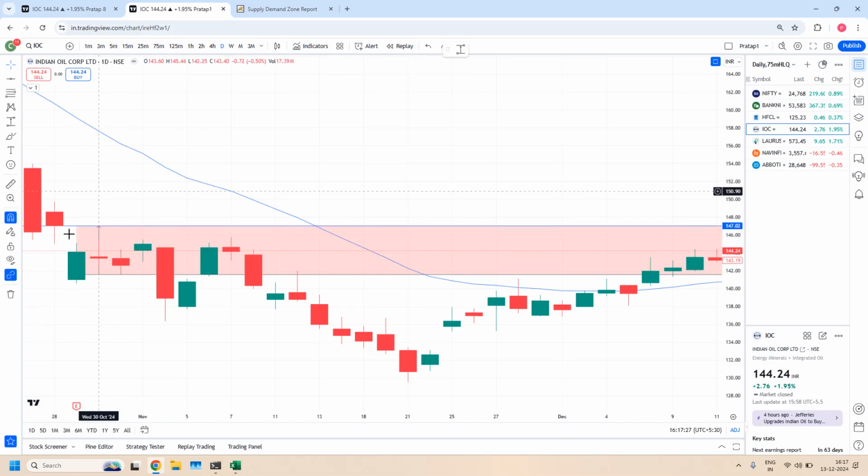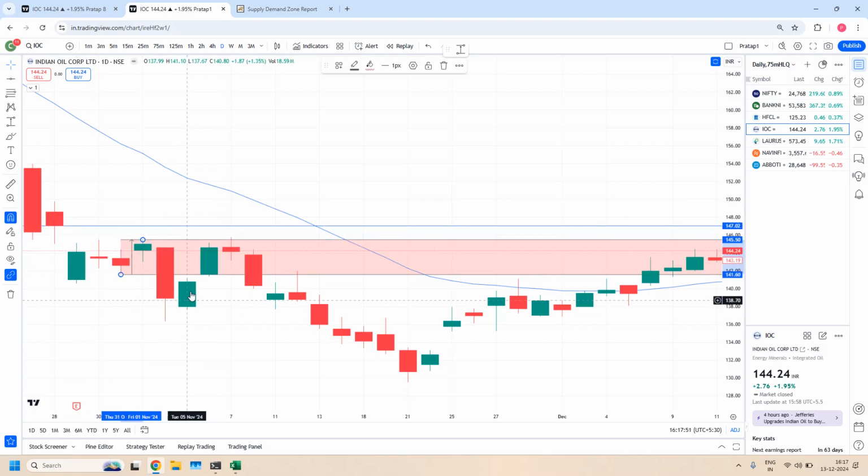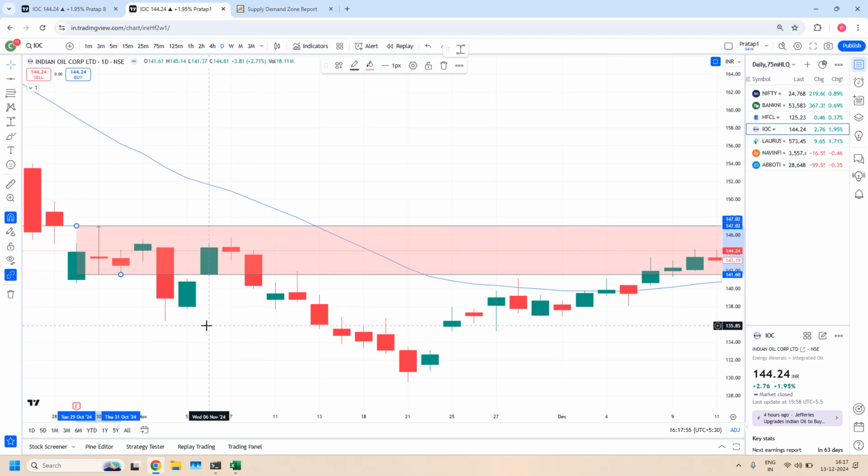But what is the difference? In static view, this is the high of the zone. But in dynamic view, this blue color line is the high of the zone. That's why in the dynamic view you will be drawing the zone like this, but in the static view you will be drawing the zone like this. And this is a pierced zone in the static view. But in dynamic view, it is not a pierced zone. Dynamic view is an invisible zone.